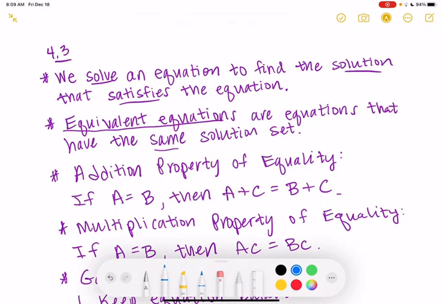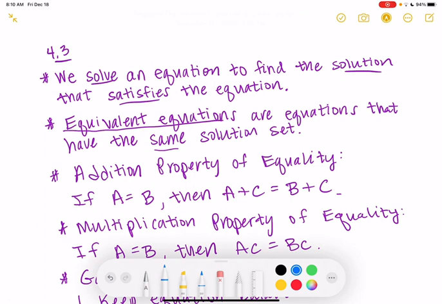Good morning. This is section 4.3, solve a linear equation in one variable. So we have some definitions and properties here, so you might want to hit pause to jot these down.